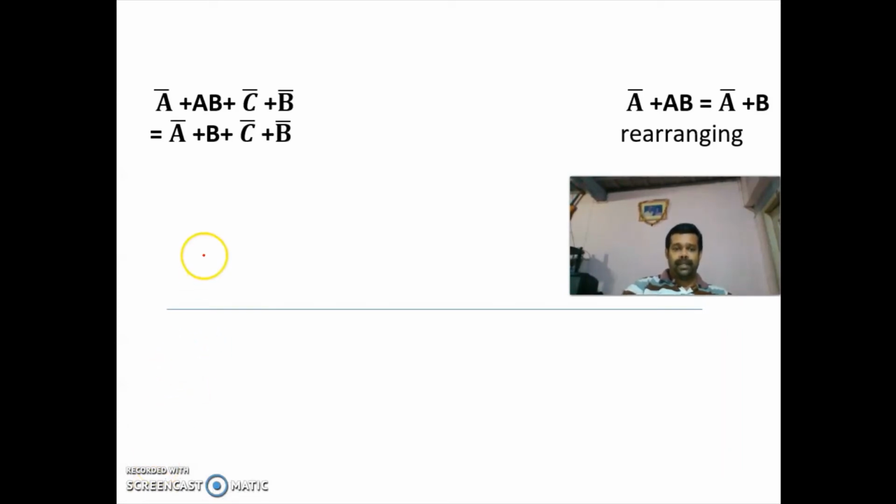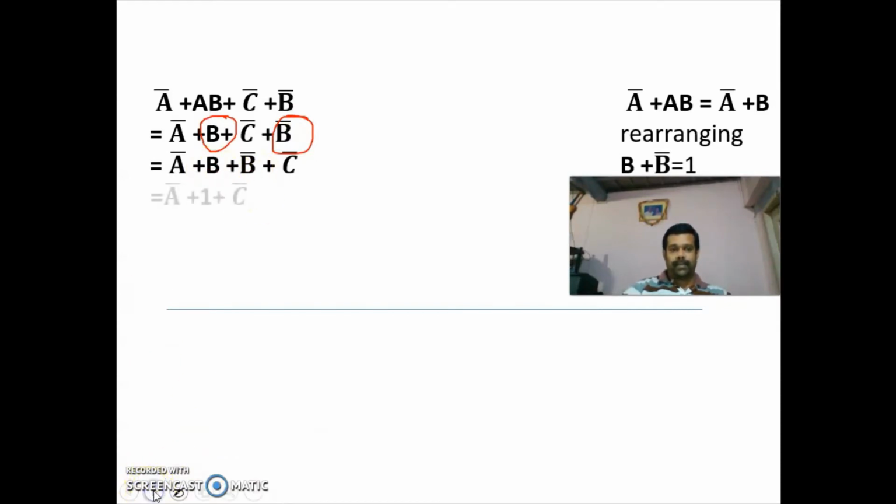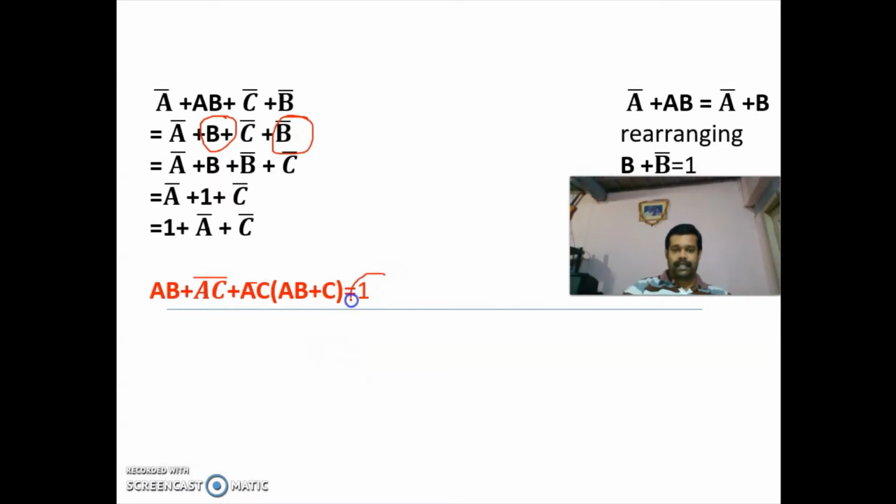Next, B plus B bar is 1. So B plus B bar, we are writing it as 1. So A plus 1 plus C. 1 plus anything is 1. So this is the answer.